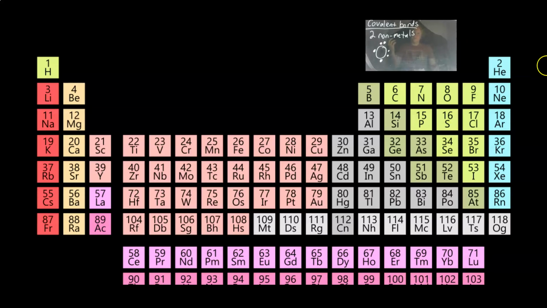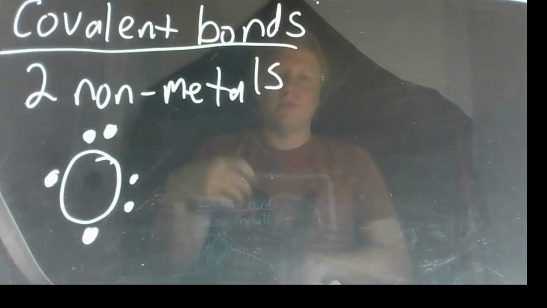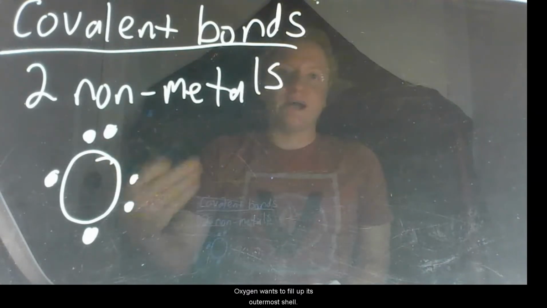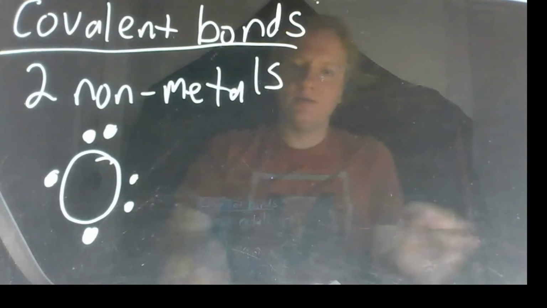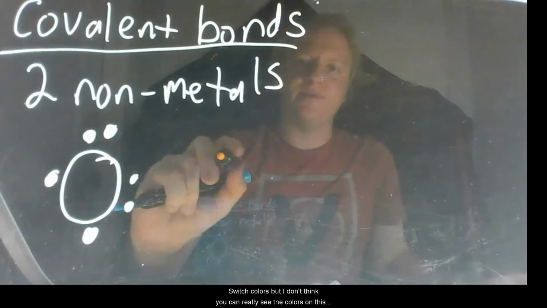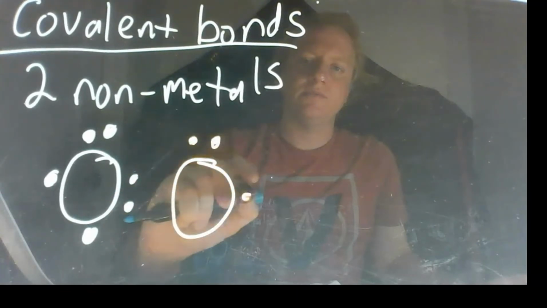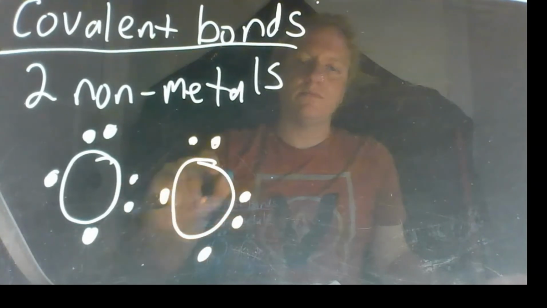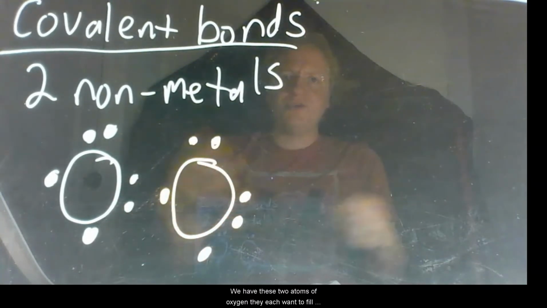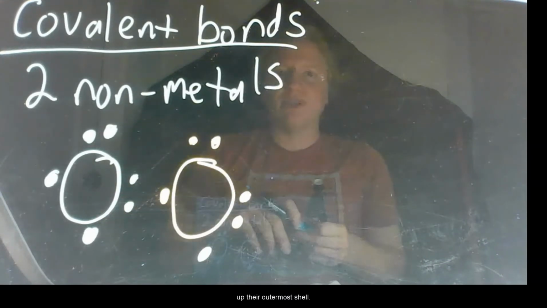Okay, and so if we're following that octet rule, what is it that oxygen wants? Oxygen wants to fill up its outermost shell, right? So let's draw another oxygen here. I'm going to switch colors, but I don't think you can really see the colors on this. Maybe a little bit. Okay, so we have these two atoms of oxygen. They each want to fill up their outermost shell.